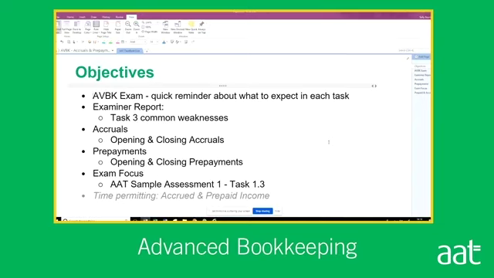Right then, so there's my objectives. You can see this. What I will move on to now is obviously a recap on the AVBK exam.